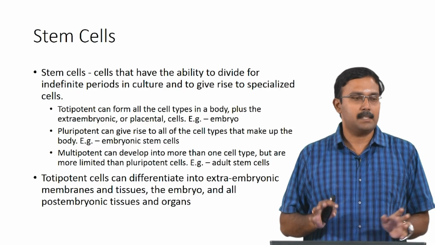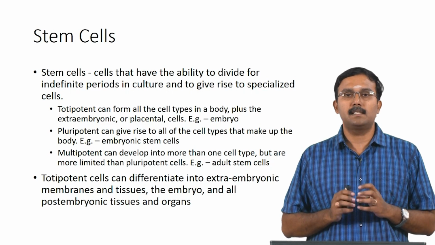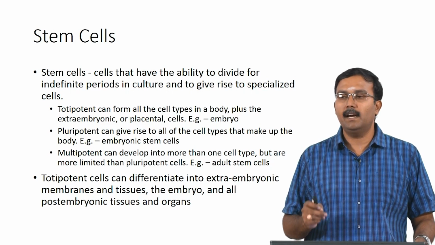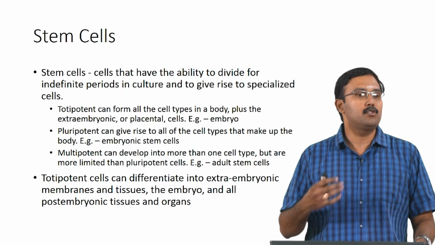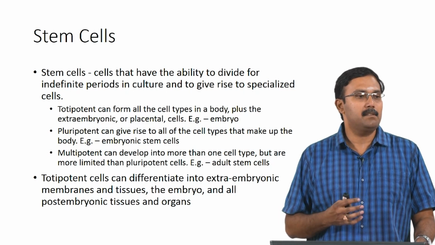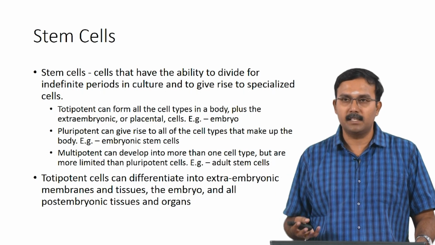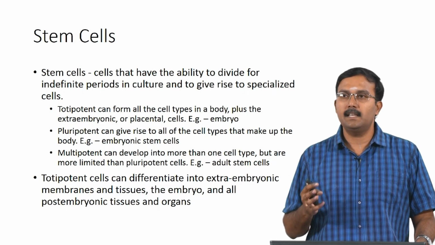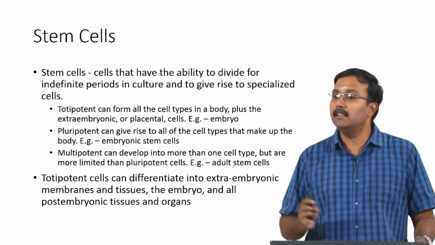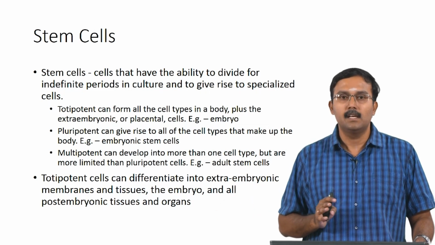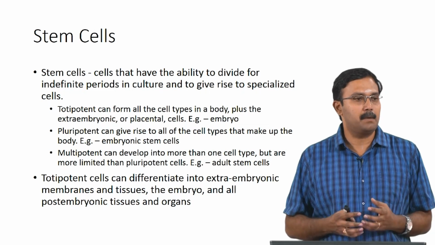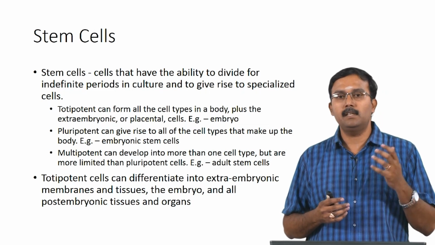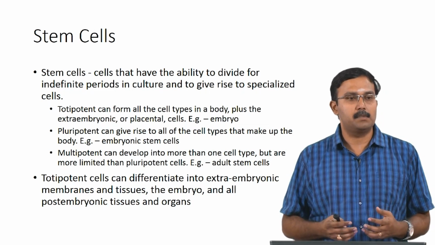So, what are stem cells? Stem cells are cells that have the ability to divide for indefinite periods of time in culture and can give rise to specialized cells. So, they themselves do not have any special functions. They are undifferentiated and they can differentiate into different types of cells. So, there are 3 different types of stem cells. They are called the totipotent, pluripotent and multipotent stem cells.